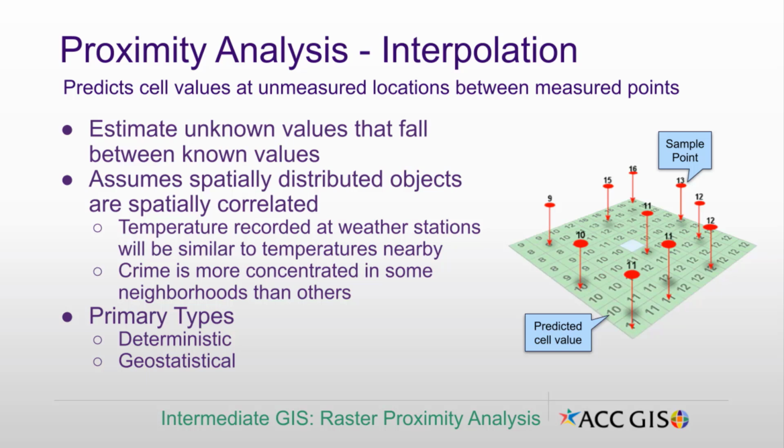Another example is crime, which is more concentrated in some neighborhoods than others. So if you have a neighborhood where there's existing crime, there's more likely to be crime close by, as opposed to a neighborhood where there is no or little crime associated with it. Now, there are two types of interpolation that we'll discuss, including deterministic and geostatistical.